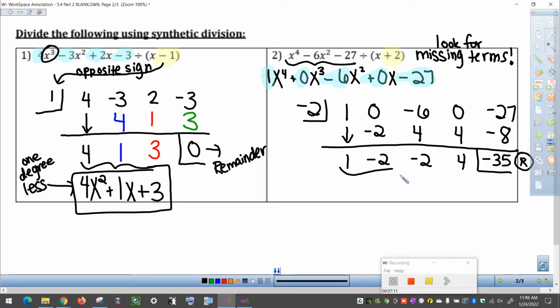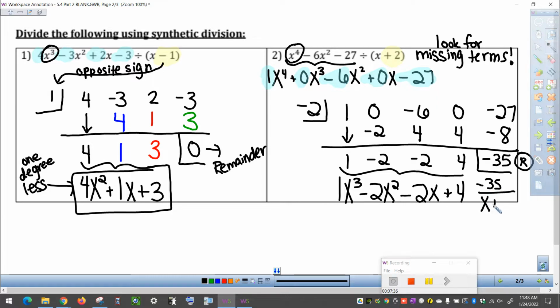Okay, so let's go ahead and write this out as our answer. So notice how this one started with a degree of 4. So this answer has to be 1 degree less. So it's going to be a degree of 3. Just like that. Now for the remainder fraction on the end, because it's negative 35, we can think about subtracting the remainder fraction. Negative 35 is going to go on the numerator, and then whatever we divided by, in this case we divided by x plus 2, that's going to go on the denominator.